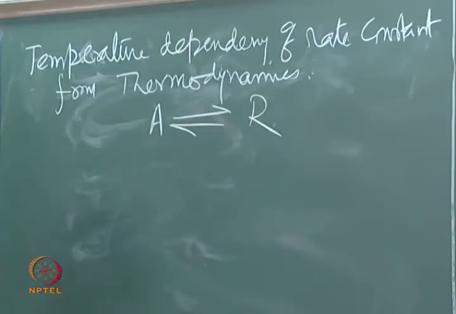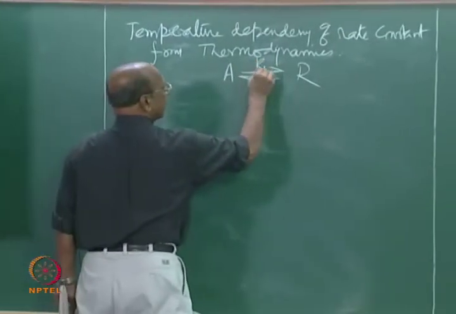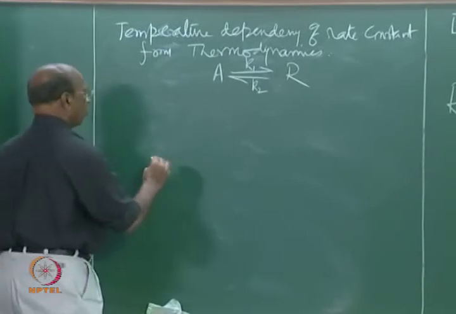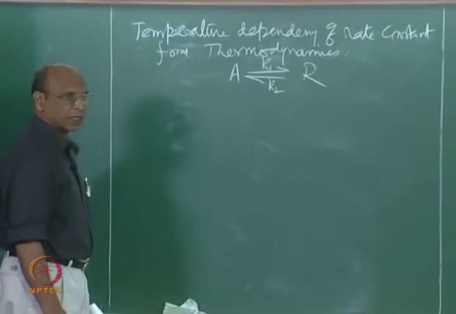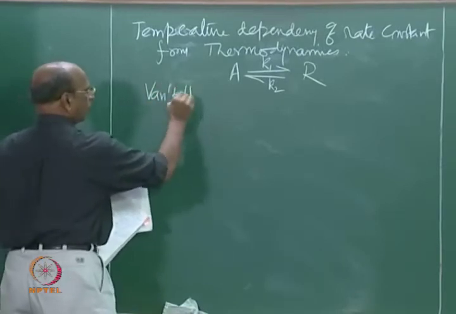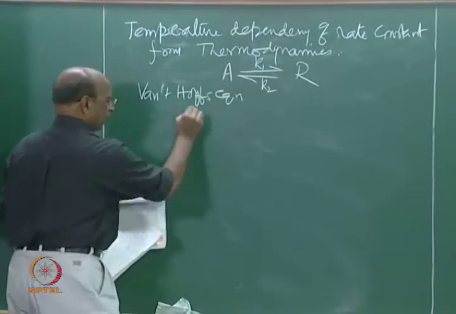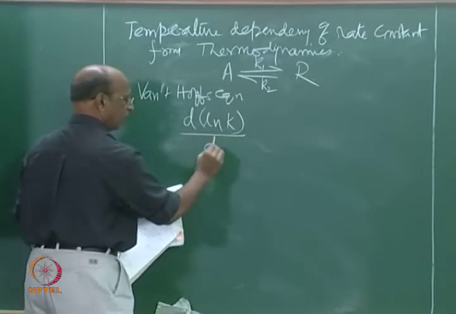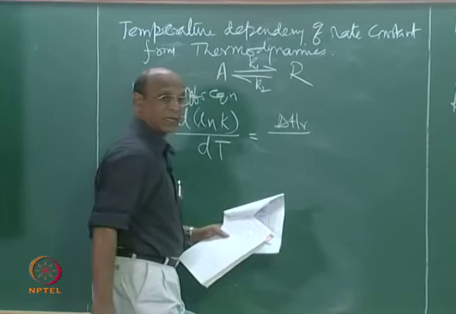A going to R, maybe A gas, B going to R, R also gas. Then I have here K1, K2, it is an equilibrium reaction, right. So, you have heard of Van't Hoff's equation? Yeah. So, the Van't Hoff's equation will give me that equation in terms of differentiation: d ln capital K by dT equal to delta H_R by RT squared.